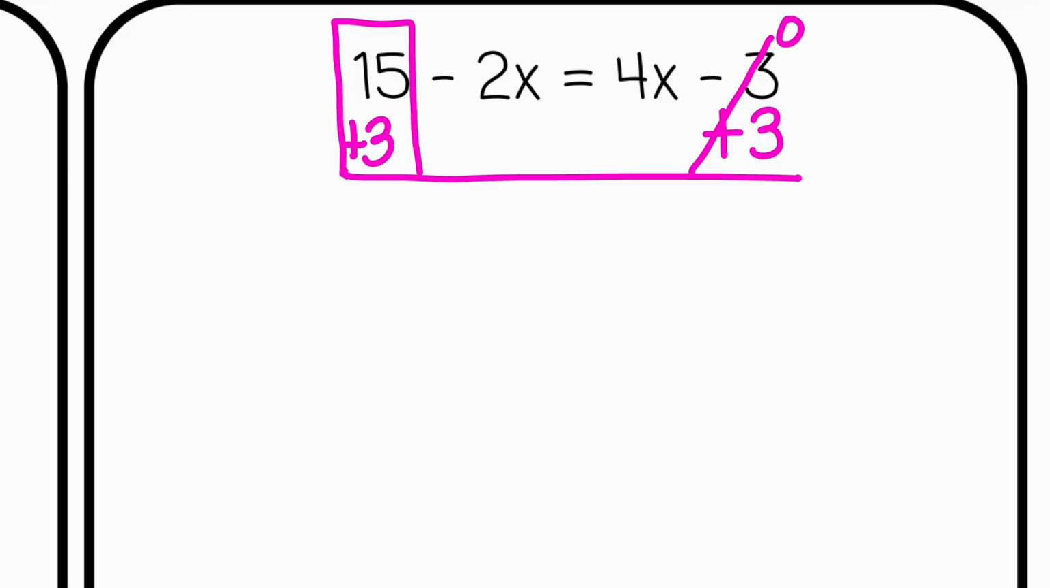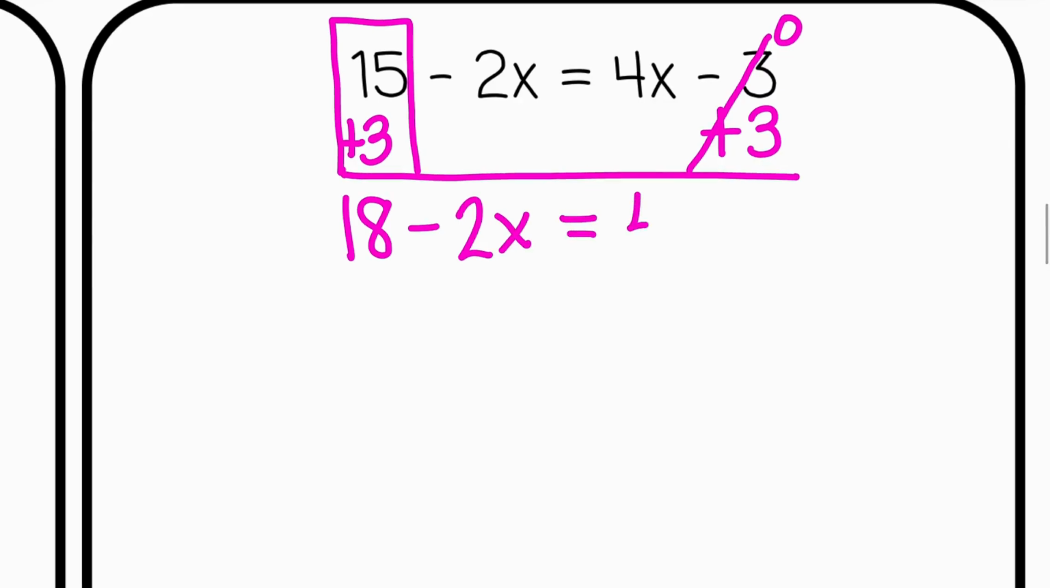Now go left to right. So on the left, I've got my box. 15 plus 3 gives me 18. And then bring everything down in order. So minus 2x equals 4x.